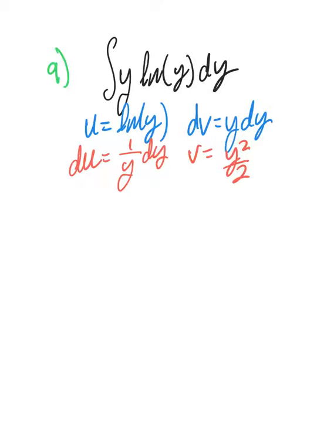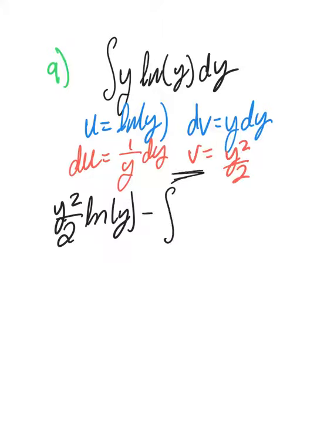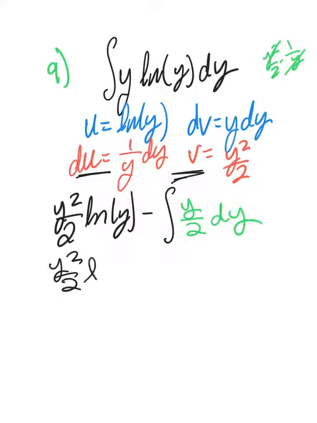U times v. So y squared over 2 times the natural log of y, that's u times v, minus the integral of v du. So y squared over 2 times 1 over y. Okay, I'm just going to do that on the side here. If I do y squared over 2 times 1 over y, this y cancels out with one of those y's. I just get y over 2 dy. Or y squared over 2 natural log of y minus, I can take the 1/2 out, the integral of just y dy.